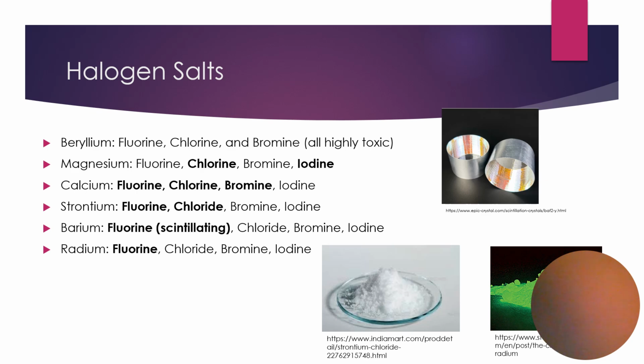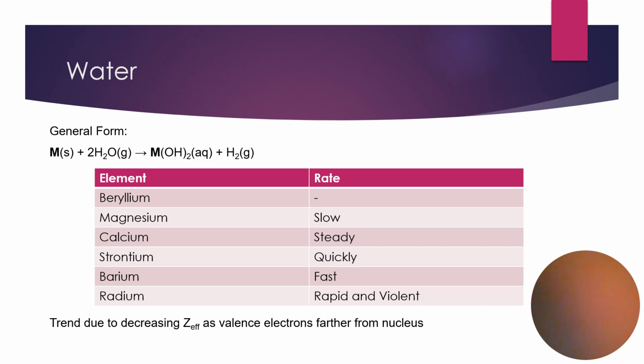Moving forward, let's take a look at how the group 2 elements react with water. So interestingly enough, beryllium does not react with water. This is because it has a small atomic radius and holds that valence electron in very tight. However, with radium, the valence electron experiences a very low effective nuclear charge, so it rapidly and violently reacts with water.